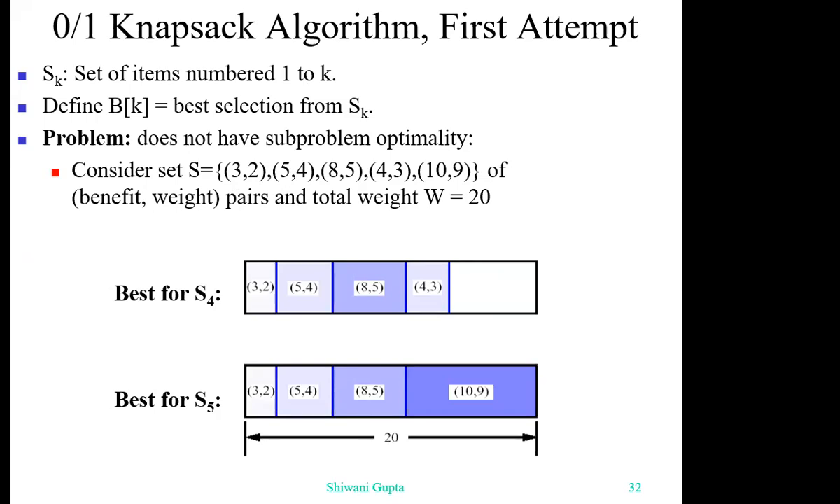Now in dynamic programming, because we are moving with a bottom up approach, we are picking items one after the other. So here 3,2 we can use. Still the capacity left is 18. 5,4, the capacity left is 16. Then 8,5, the capacity left is 9. 4,3, the capacity left is 6. And then the last item we cannot put, otherwise the capacity will be exceeded, right?